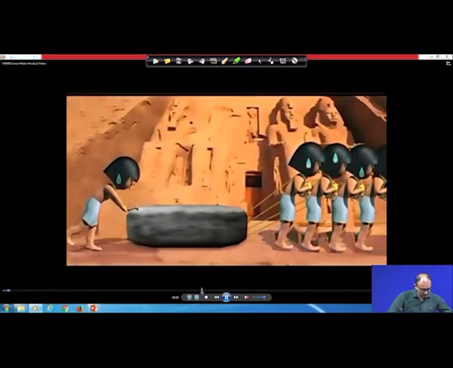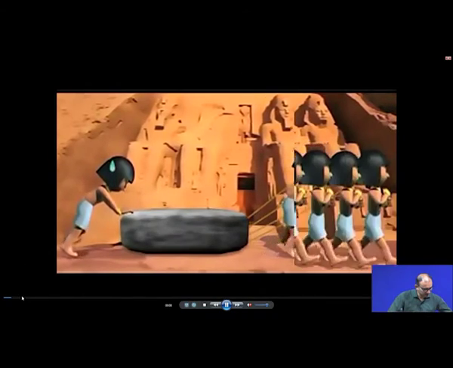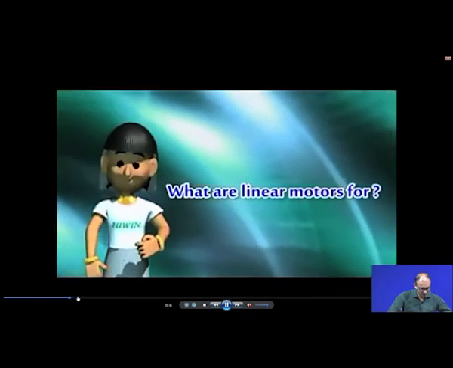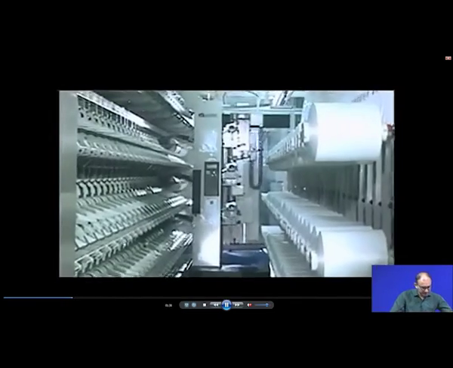This is what we have seen in the last class, that we always need something frictionless. So, let us directly jump to the linear motor. So, what is the linear motor?